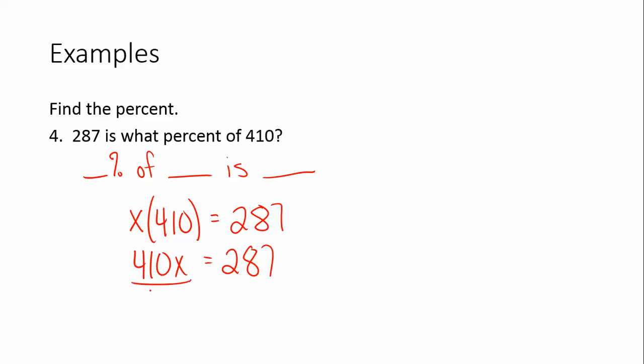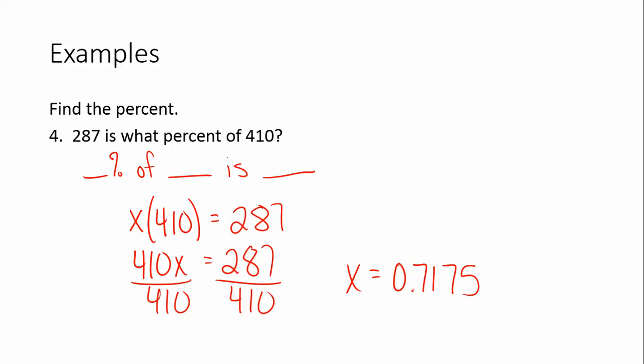So we want to divide both sides by 410. And our percent, remember, it's going to show up as a decimal. It's showing up as 0.7175. Let's go ahead and round to the nearest tenths. For right now, we may do hundredths on your homework, so just make sure you're reading the directions. But in order to change it to a decimal or a percent, we need to move our decimal 2 places to the right. So it's 71.8%. So 287 is 71.8% of 410.